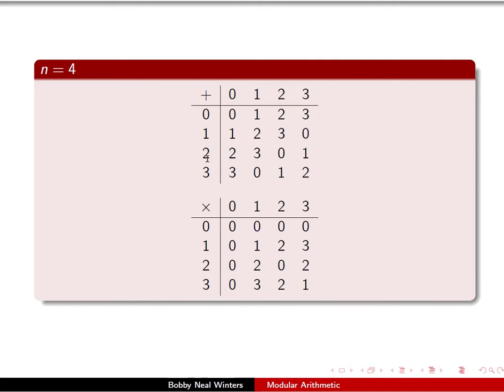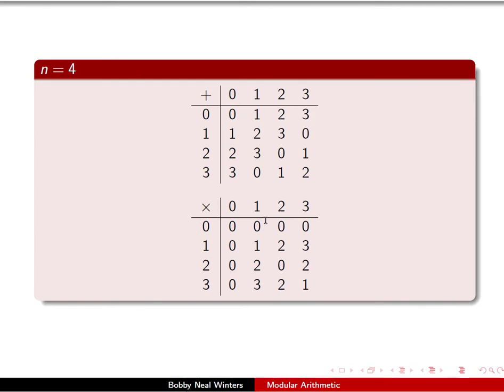We can take, say, 2 plus 3 is 5. 5 divided by 4 leaves a remainder of 1. So 2 plus 3 is equal to 1. We can have 3 plus 3 is equal to 6. 6 divided by 4 leaves a remainder of 2. And that works in any of those.